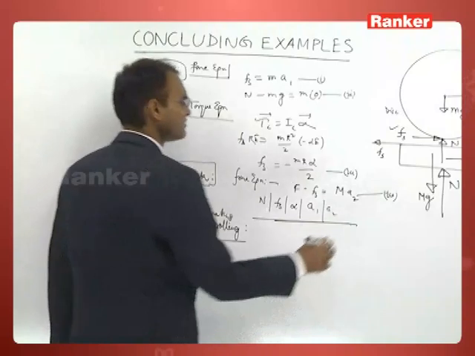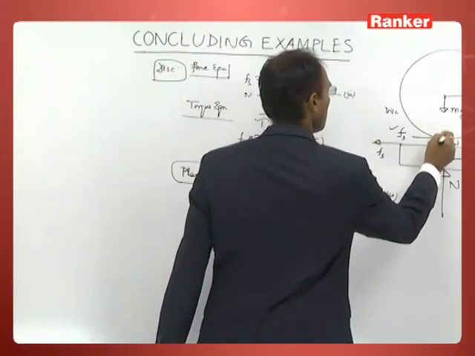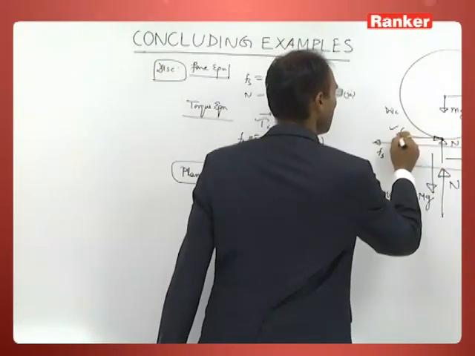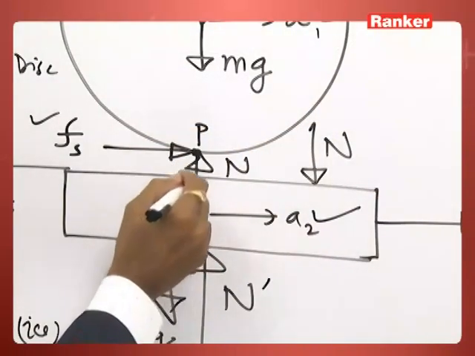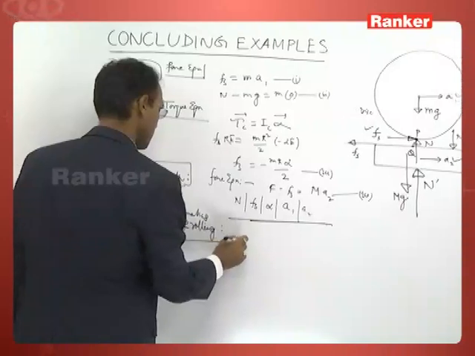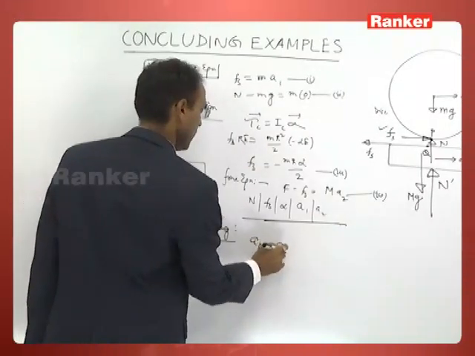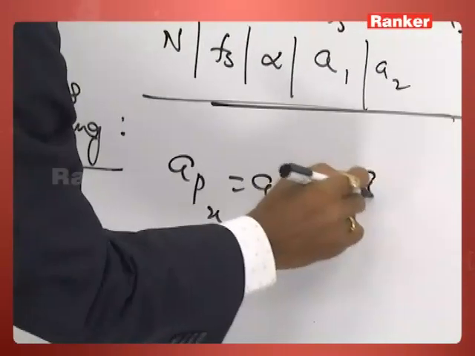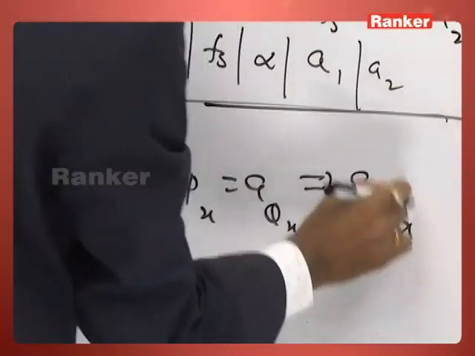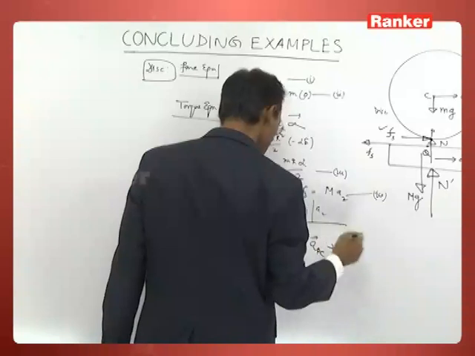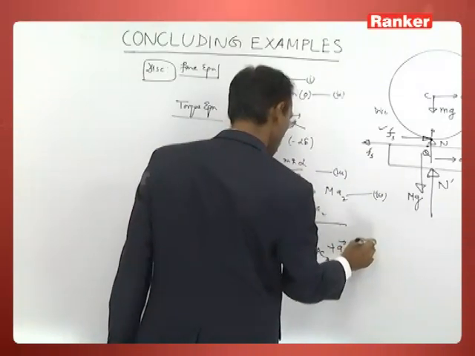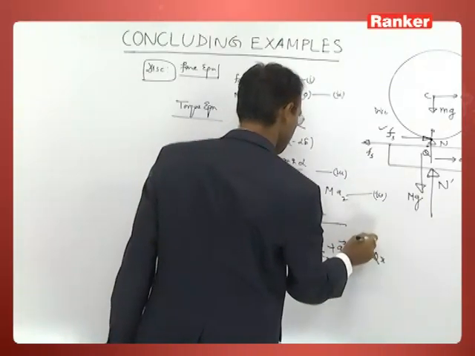It states that acceleration of this point along x direction is equal to acceleration of this point q along x direction. Apx is equal to aqx. Acceleration of p with respect to c along x direction plus acceleration of the center of mass of the disk along x direction is equal to acceleration of q along x direction.